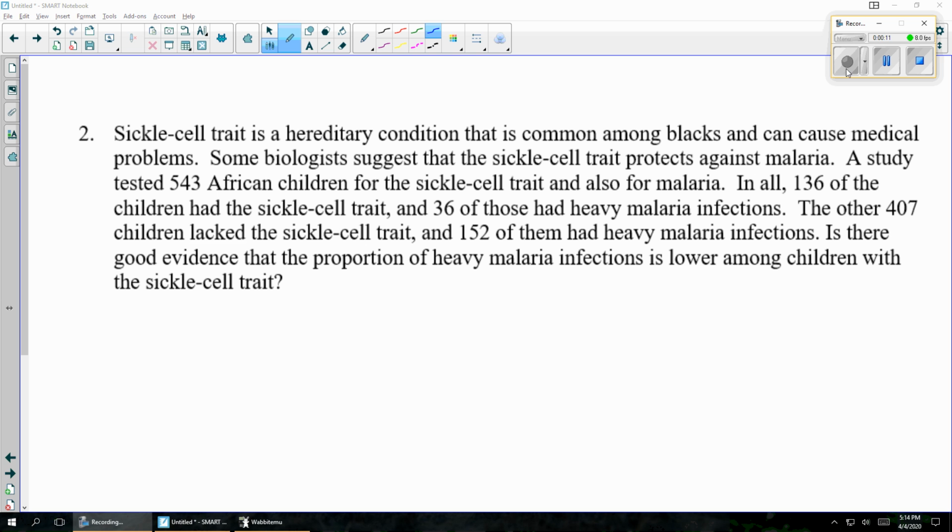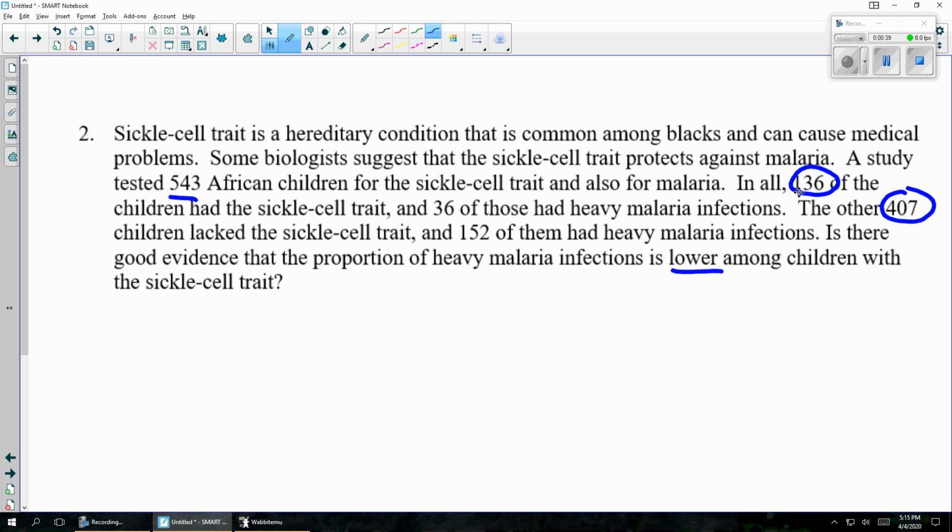So we've got some children, some of whom have the sickle cell trait, some of whom don't. If I notice the children that have the sickle cell trait, that's 136, 407 don't. If I add those two numbers up, that's the 543 children we're talking about. And I'm curious if the proportion of malaria infections is the same for those two groups, or in fact, if it's lower among children with the sickle cell trait.